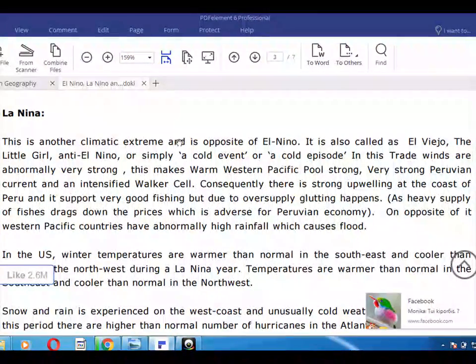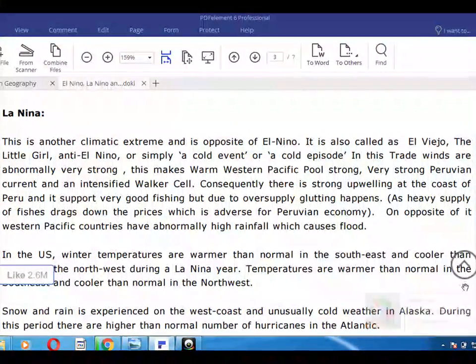Now here is La Niña. This is another climatic extreme and the opposite of El Niño. It is called La Niña, the little girl, and anti-El Niño. Simply a cold event. In this state the Walker circulation is abnormally very strong. This makes the Western Pacific strong, with a very strong Peruvian current and intensified Walker cell.